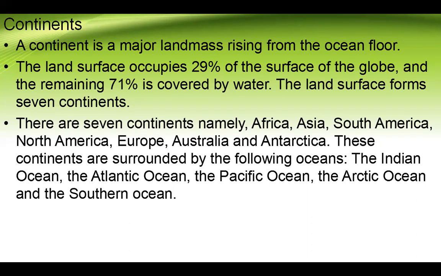Now, the land surface forms these 7 continents: Africa, Asia, South America, North America, Europe, Australia, and Antarctica. These continents are surrounded by the oceans. Oceans are huge water bodies. They include the Indian Ocean, Atlantic Ocean, Pacific Ocean, the Arctic Ocean, and the Southern Ocean.